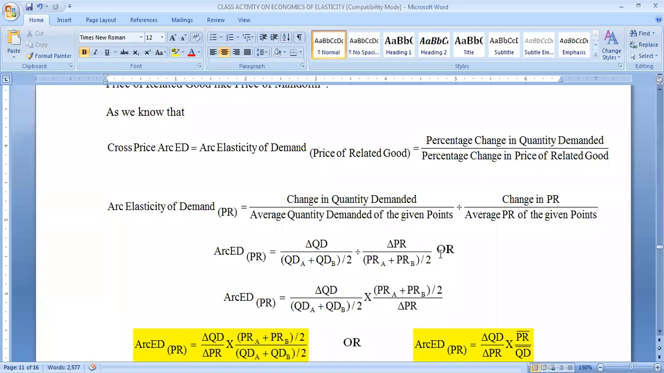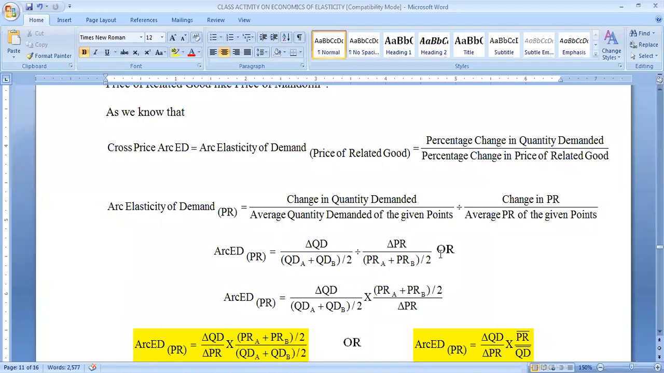Change in quantity demanded can be written in the next step as delta QD, and average quantity demanded can be written as QD at point A plus QD at point B, the sum divided by 2. The division sign remains as it is. Then delta PR is written in place of change in price of related good, and the average price of related good of the given 2 points can be written as PR at point A plus PR at point B, the sum divided by 2.